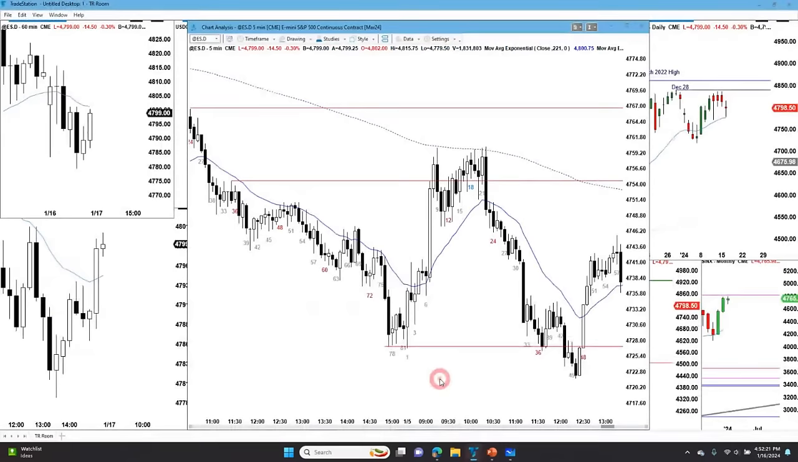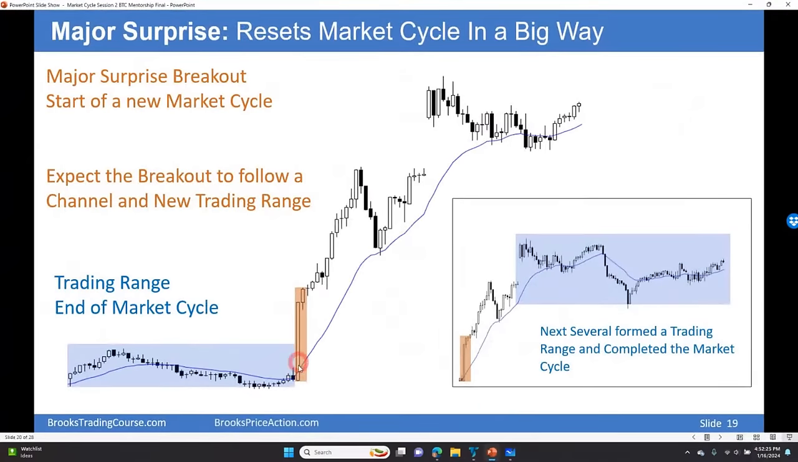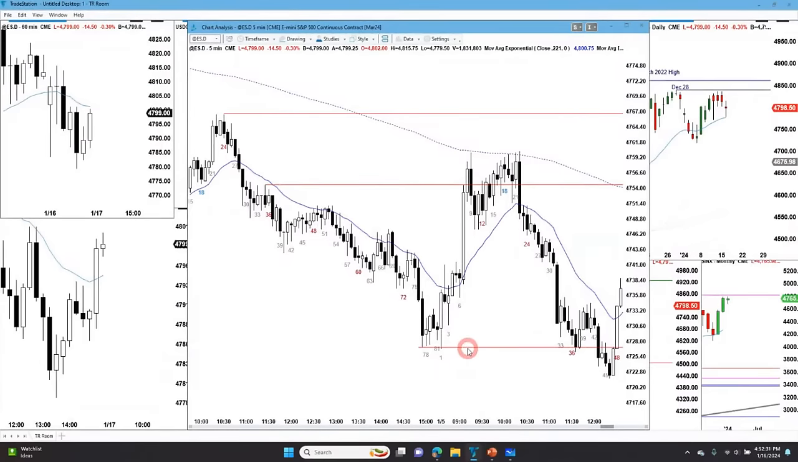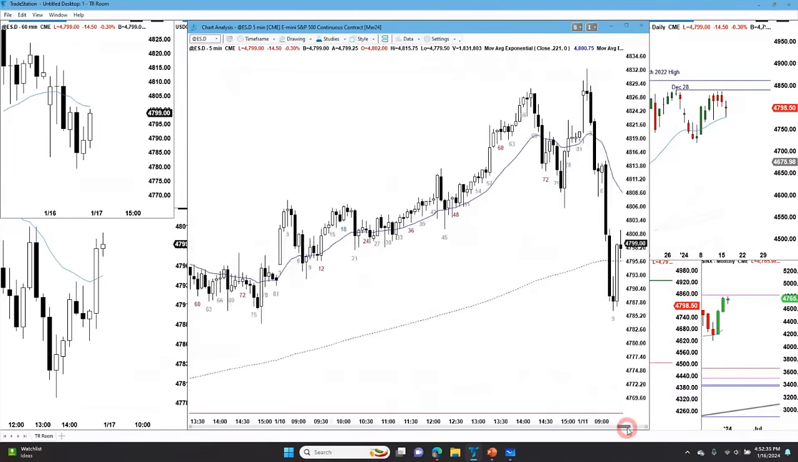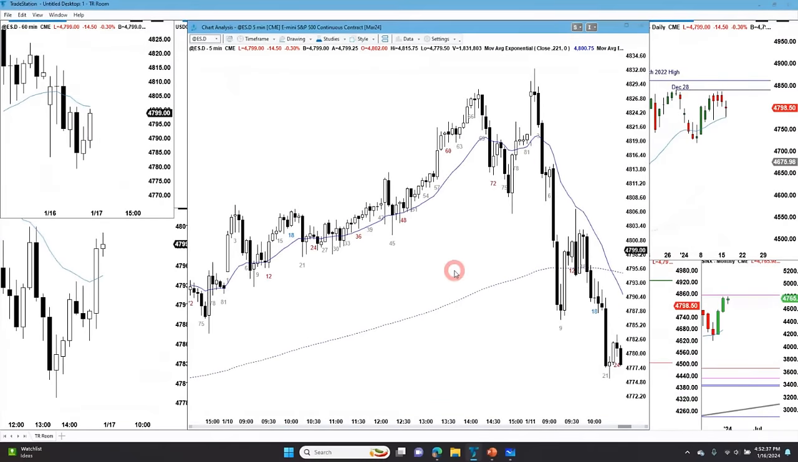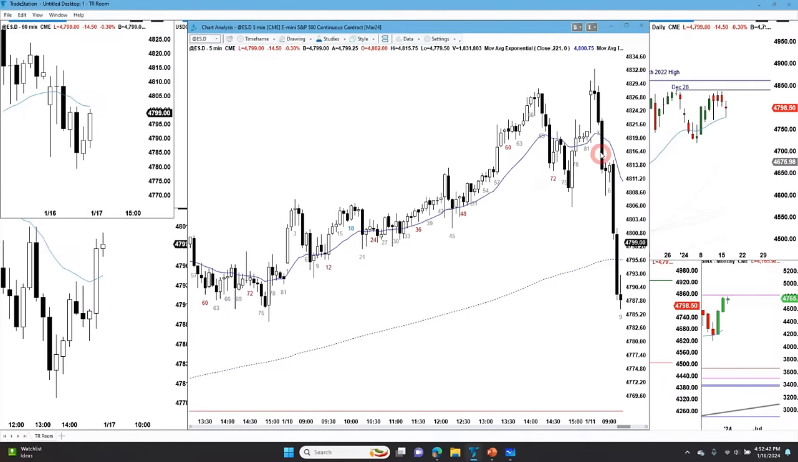So let's look at this for a minute. Here, bull breakout, closing above a lot of bars to the left. Let's find a recent major surprise breakout. What about this sell-off? Is this a major or a minor surprise?